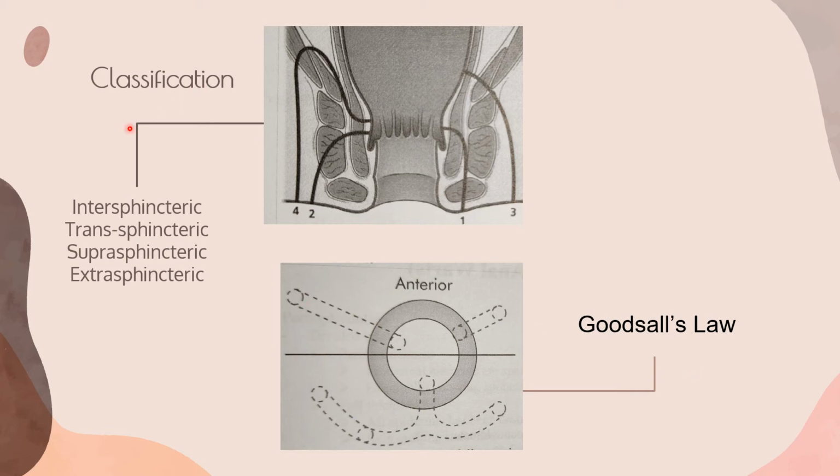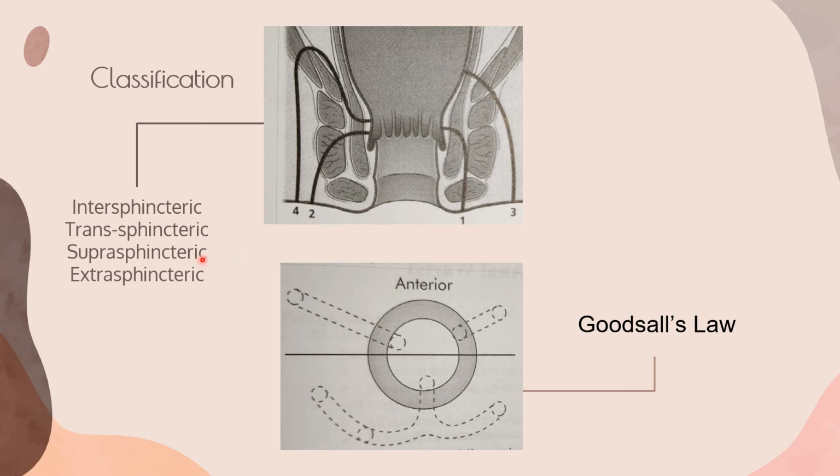For the classification, there are four main types of anal fistula. The first one is intersphincteric anal fistula, which is shown in line number 1. It only crosses the internal sphincter and does not affect the external sphincter. Secondly, we have transsphincteric anal fistula, as shown in line number 2. It has a primary tract that crosses both internal and external sphincter, then passes through the ischiorectal fossa to reach the skin of the buttock.